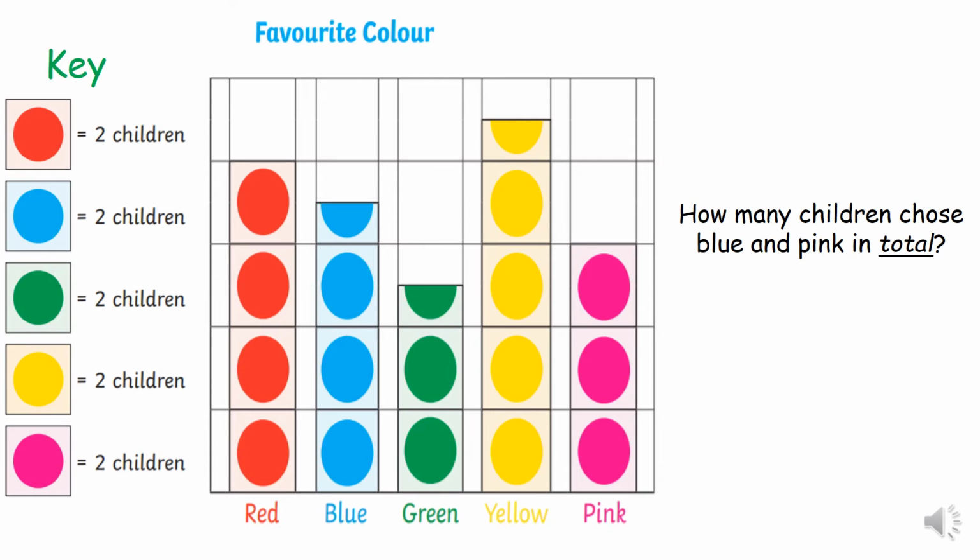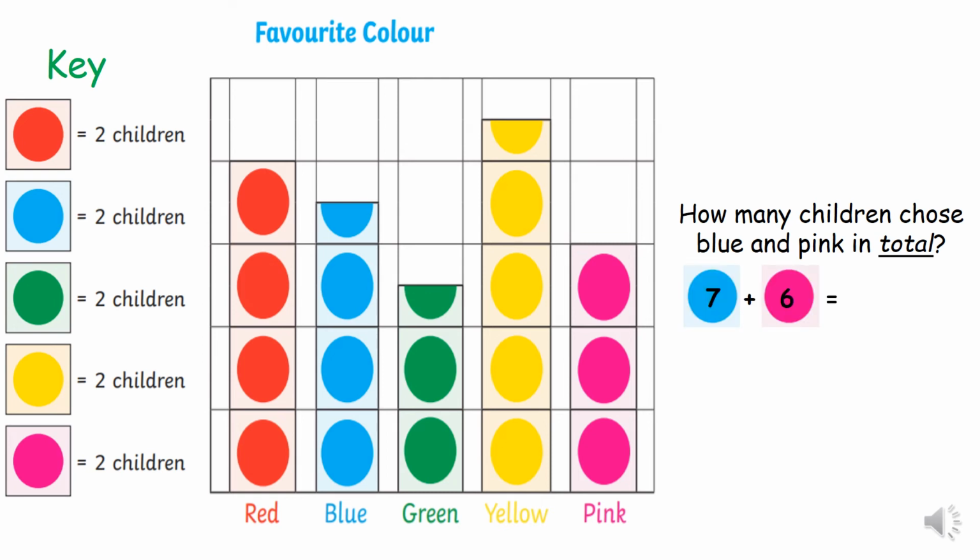How many children chose blue and pink in total? What do you think this question is asking us to do? It's asking us to add because we've got the word total there. So we need to add the amount of children that chose blue and the amount of children that chose pink. So we need to look at our pictogram to work that out again.